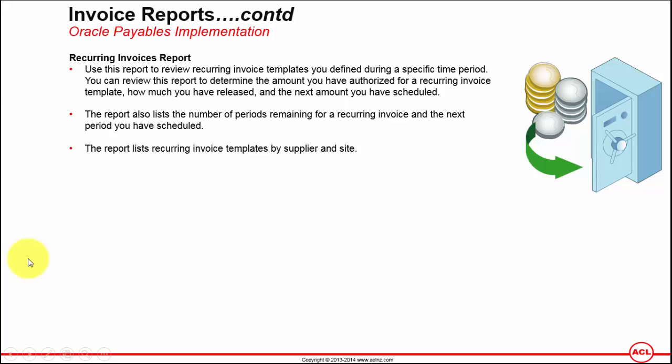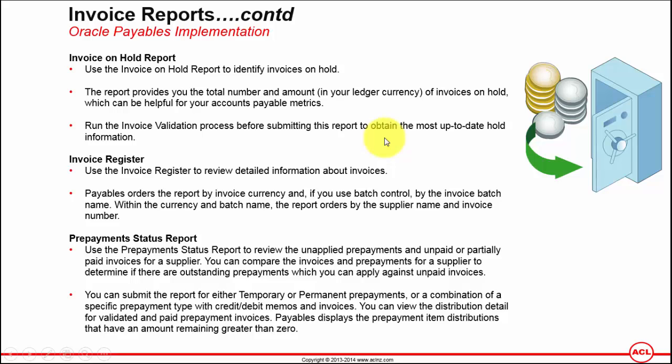This report also lists the number of periods remaining for a recurring invoice and the next period you have scheduled. Alright, so let's go into Oracle applications and run these 4 reports one by one.